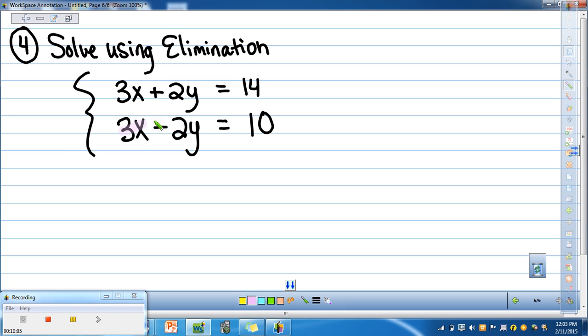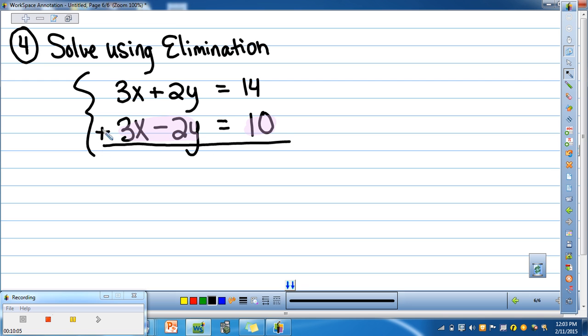So we're saying that 3x minus 2y is the same as 10. So if we add 3x minus 2y to the left side of the first equation, and if we add 10 to the right side of the first equation, that would really be adding the same thing to both sides. So we're going to draw a line underneath. I always like to put a plus sign in front over here, and we're just going to add down the columns. 3x plus 3x gives us 6x. 2y plus negative 2y is 0, so that cancels out. And on the other side, we have 24.